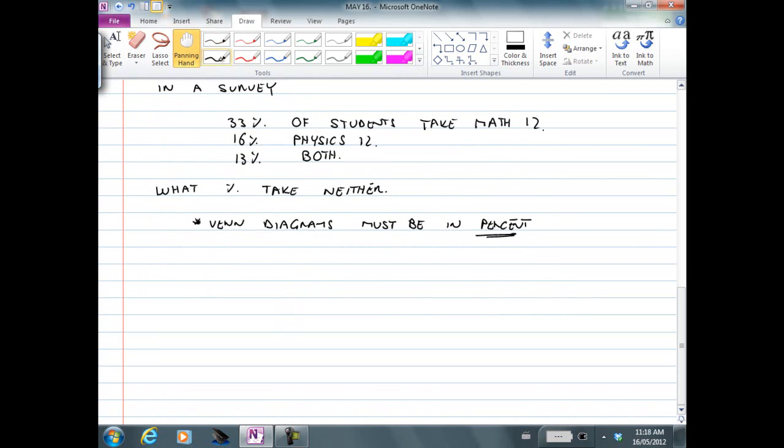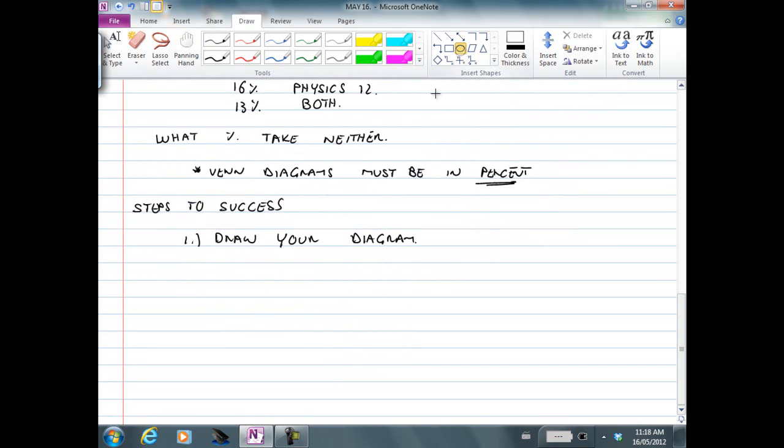And I'm going to give you my steps to success from working with Venn diagrams, because a lot of you have never seen this before. Steps to success. Double C, double S, you will always succeed. Step 1: draw your diagram. We're going to use circles to represent math, another circle to represent physics. So why don't we draw two circles right off the bat? Very, very simple. I have two circles.